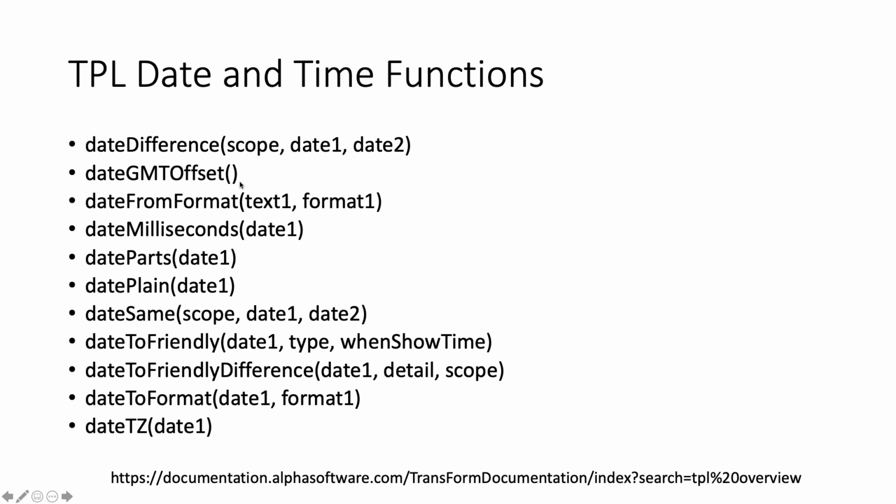GMT offset just tells you how far you are from Greenwich Mean Time. You may or may not use this depending on how much you're going to be working with multiple time zone data. Date from format is sort of an interesting one, and it pairs here with date plain. What it lets you do is take a date in a non-standard format and turn it into a standard format. Date plain is particularly interesting because you can give it all kinds of input and it kind of works out what it's supposed to do.